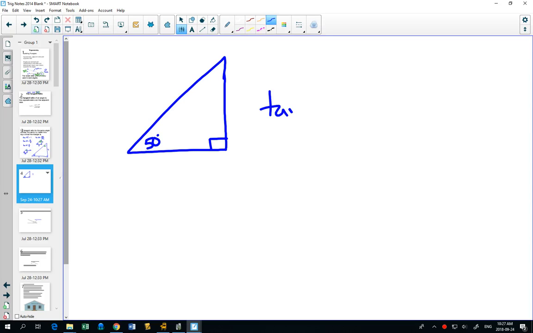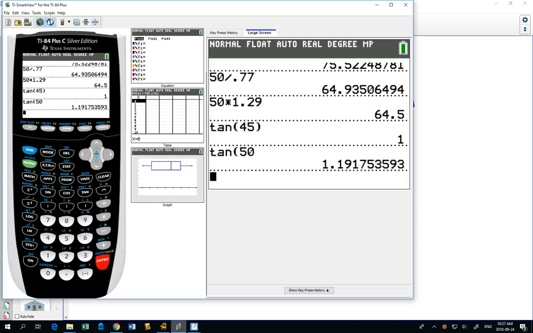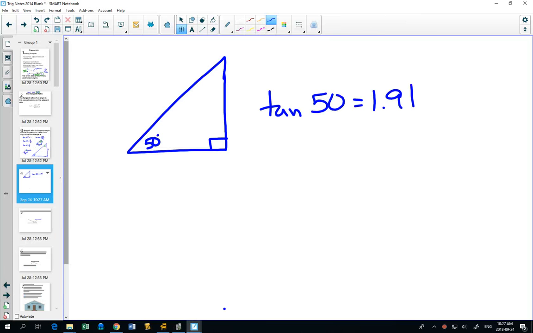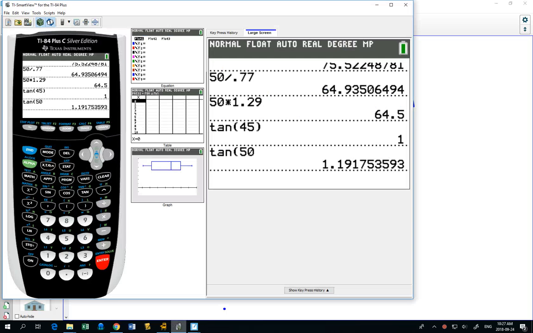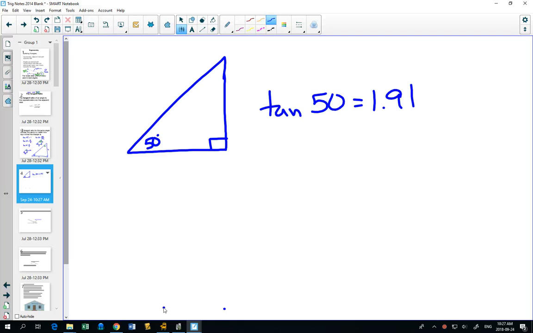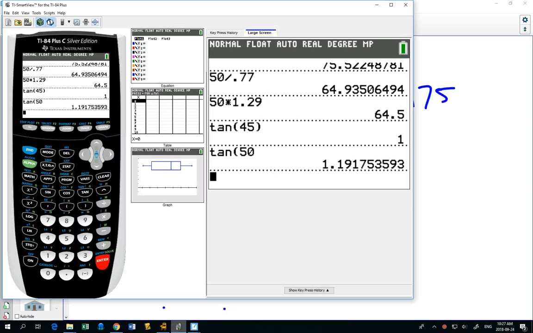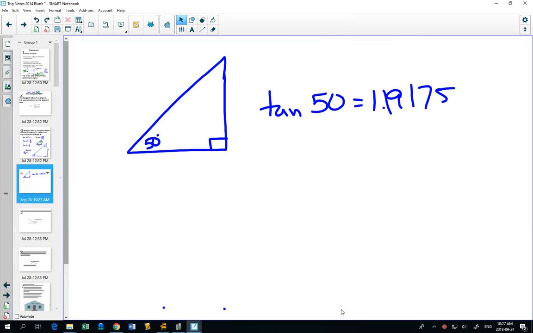And boy, I don't remember the rest of the decimal places. 19175. Is that what it was? Yes, there we go. 1.19175. So there is tan of 50 degrees.